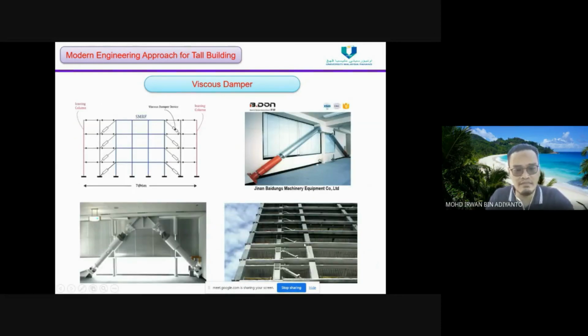Okay, here is the example of the implementation of viscous damper inside a building system. Okay, so the damper is small, so that's why it is compact. So it reduces the use of space. Okay, this is the example during the installation, during the construction. Okay, you can see the position of the viscous damper.